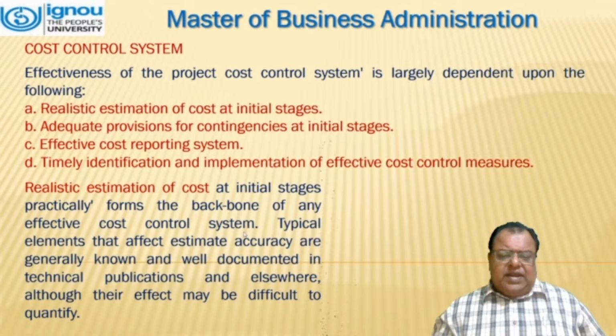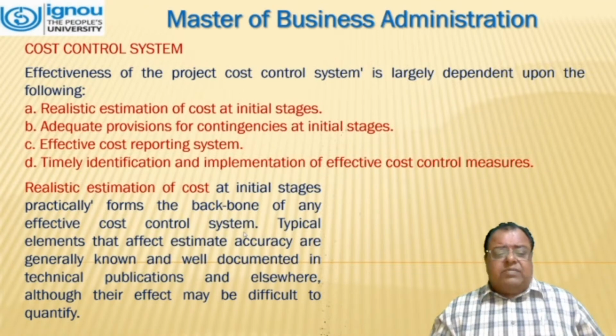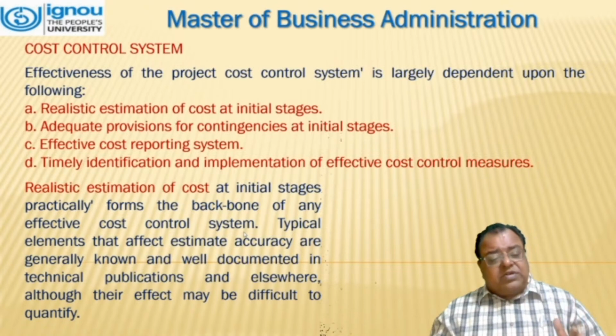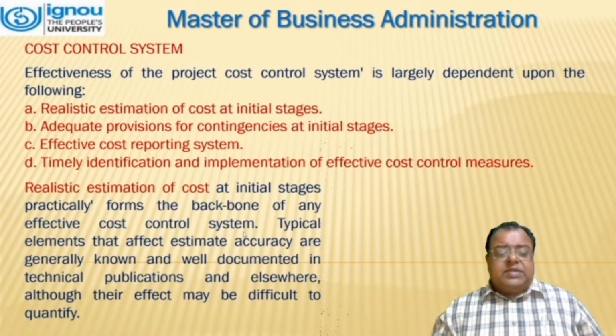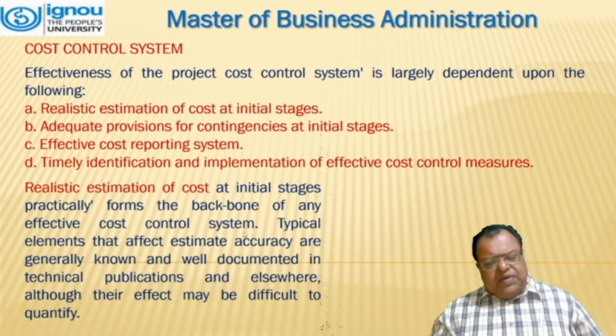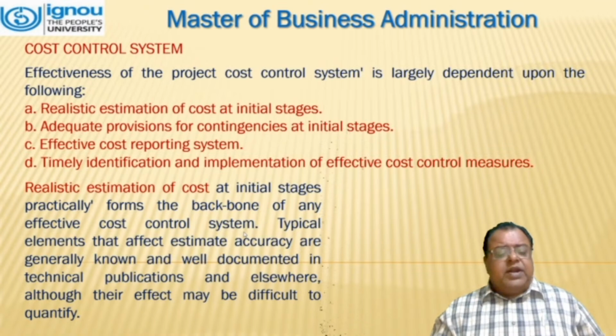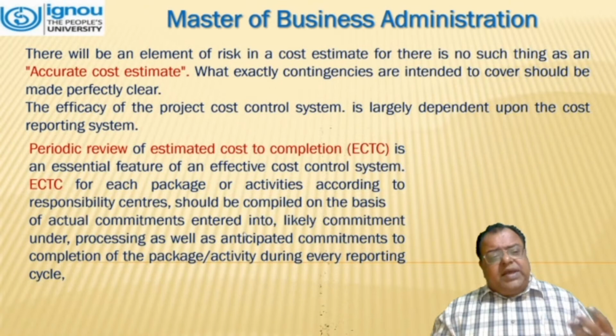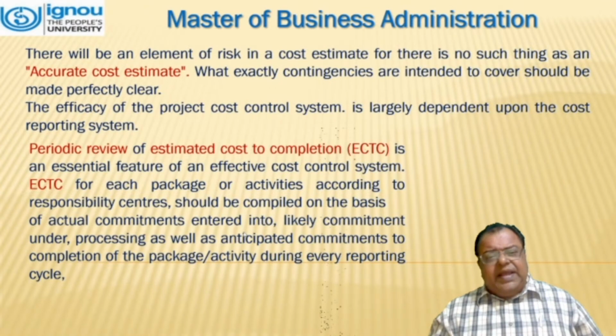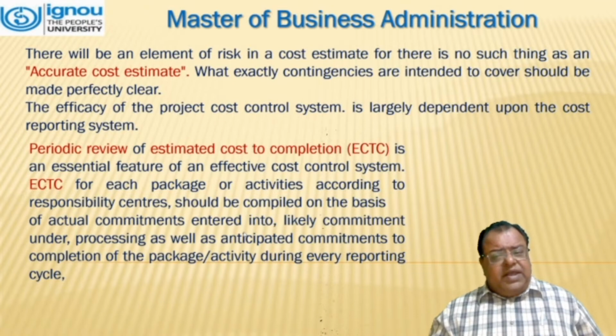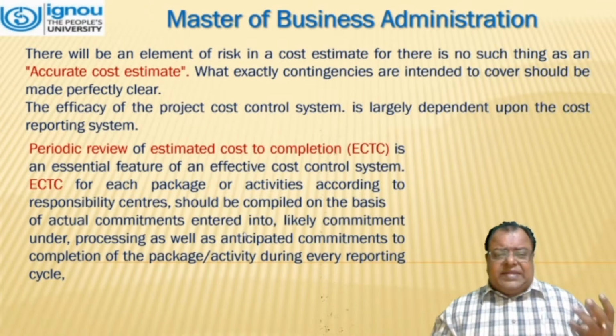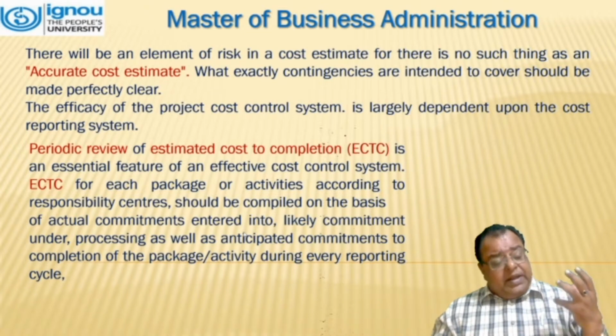Realistic estimation of cost at initial stages practically forms the backbone of any effective cost control system. Typical elements that affect estimate accuracy are generally known and well documented in technical publications and elsewhere, although their effect may be difficult to quantify. There will be an element of risk in a cost estimate, for there is no such thing as an accurate cost estimate. What exactly contingencies are intended to cover should be made preferably clear.